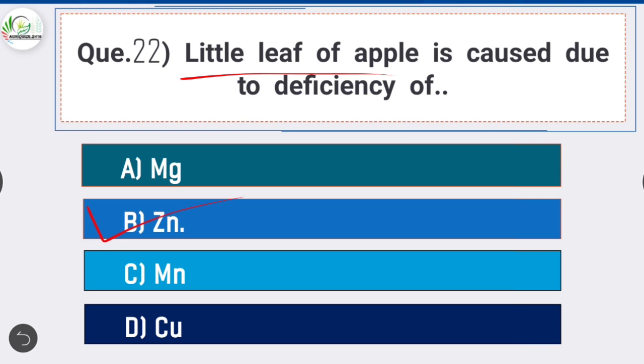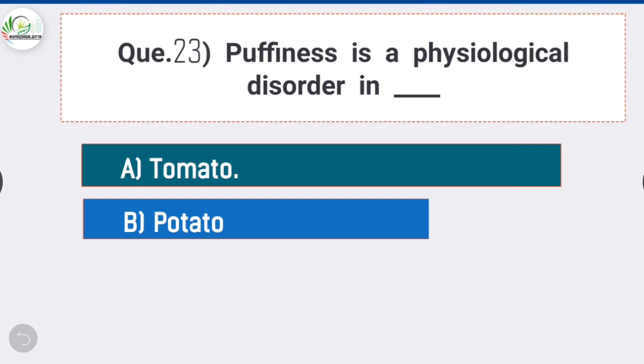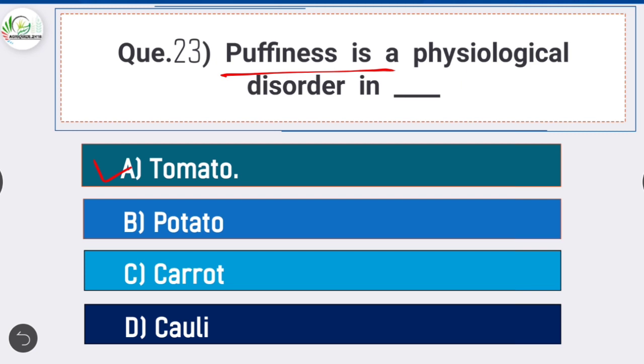Question number 23. Puffiness is a physiological disorder found in? Answer is option A, tomato. Puffiness is a physiological disorder found in tomato.